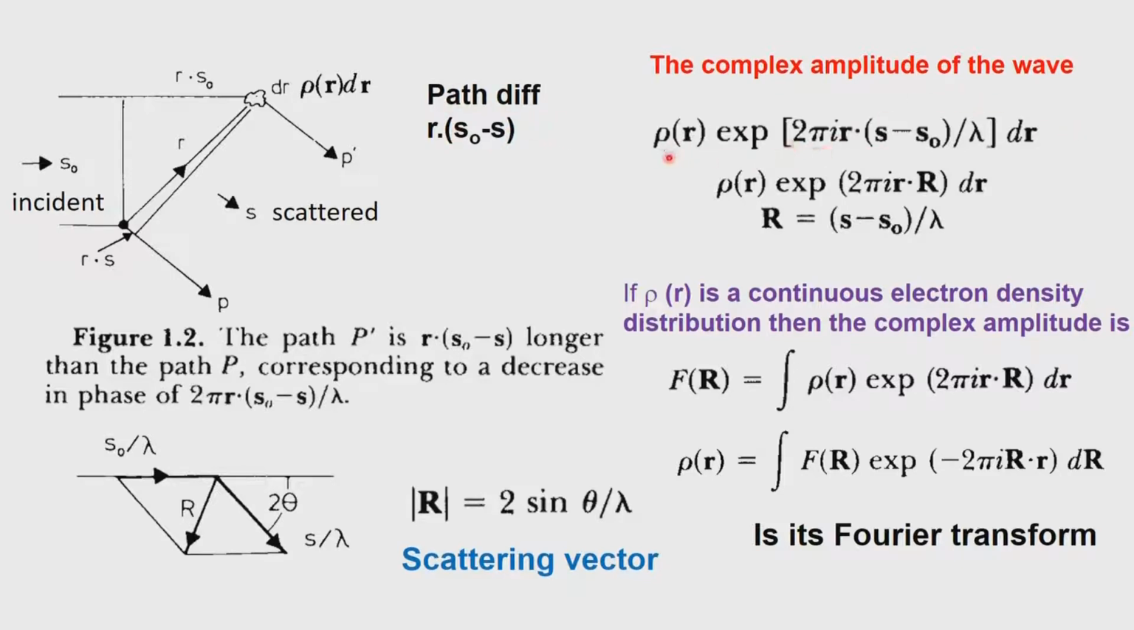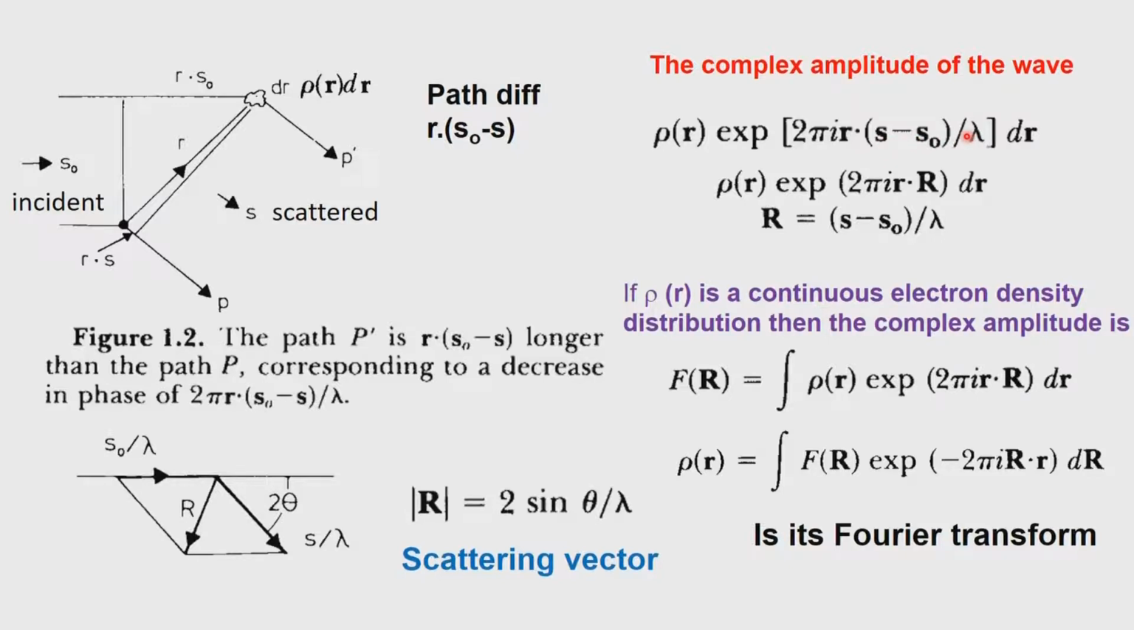So, we have therefore the complex amplitude expressed in this following way. Rho of r d of r consists of the E naught part, the amplitude part, and this is the phase that is associated with the wave. So, we can now express the complex amplitude associated with the wave as rho of r d of r times exponential 2 pi i r dot s minus s naught by lambda, which is the phase difference. Now, we make an approximation here. It is not an approximation, we give a nomenclature for this quantity s minus s naught by lambda.